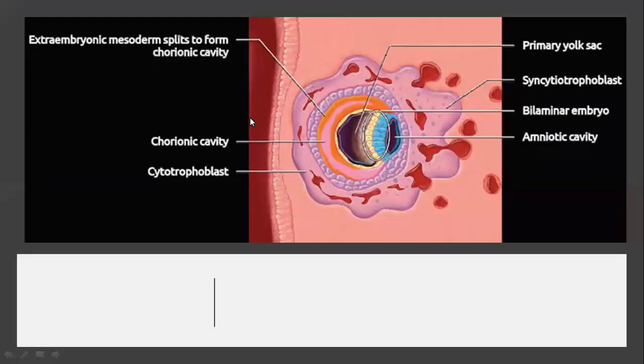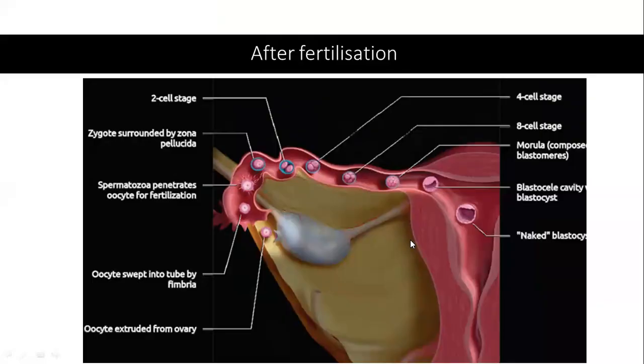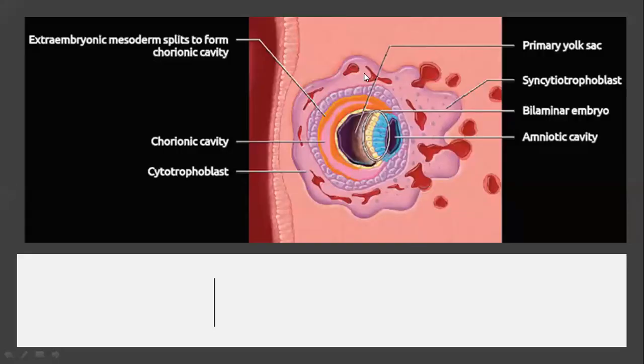So these cells, the cytotrophoblast and the syncytiotrophoblast, will pull the blastocyst. As you can see at the beginning of implantation, we have this part of the blastocyst which is still inside the endometrial cavity. This will be pulled inside the endometrium so that it's completely embedded into the endometrium, as you can see here.